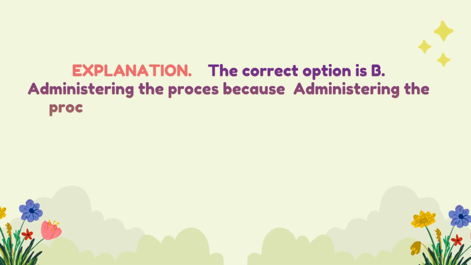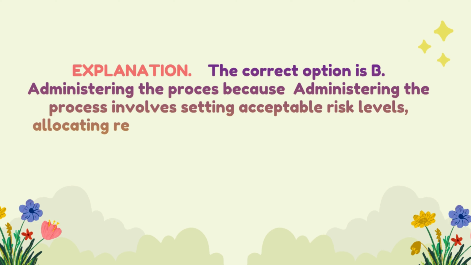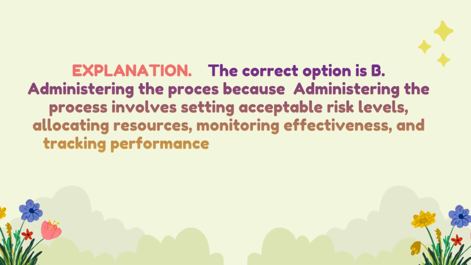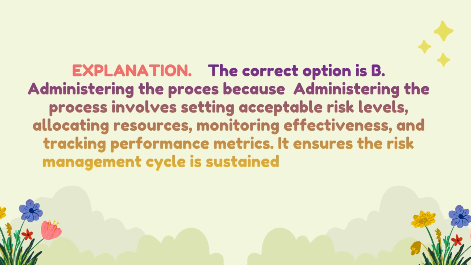Explanation. The correct option is B. Administering the process, because administering the process involves setting acceptable risk levels, allocating resources, monitoring effectiveness, and tracking performance metrics. It ensures the risk management cycle is sustained and continuously improved.